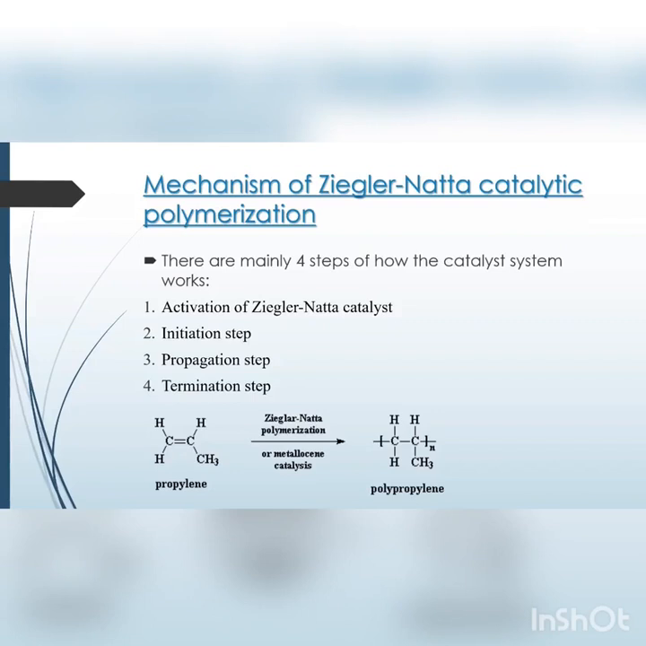So this is a diagram of how the polymerization process works with the help of Ziegler-Natta catalyst. So propylene is the monomer and polypropylene is the polymer. So if the monomer is ethylene, then of course the polymer will become polyethylene. So this is the process of polymerization.